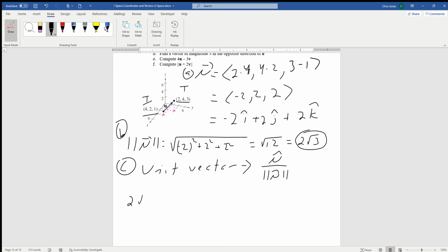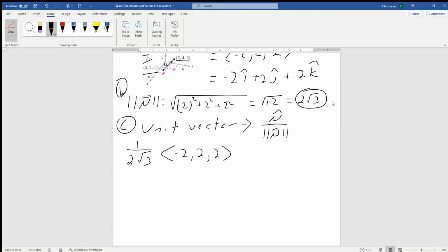In other words, that's 1 over 2 roots of 3 times negative 2, 2, 2. If we distribute that through, remember, if we have a scalar we can just distribute through, that's going to be equal to negative 1 over root 3, 1 over root 3, 1 over root 3, because the 2's would cancel out. Now this vector is a unit vector, which means that it has a magnitude of 1.